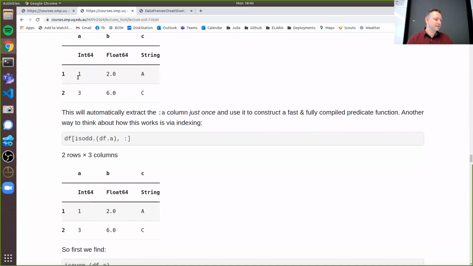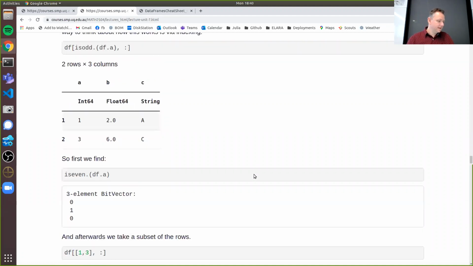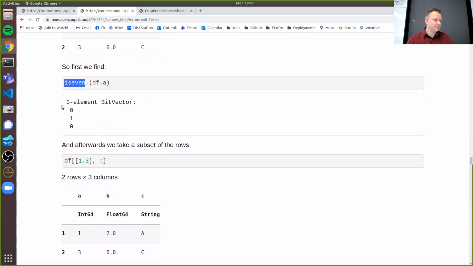You can think about filter in terms of indexing. In Julia and Python and R, I think you can index with trues and falses to keep certain elements in an array. So if you call isodd on each of df.a, you'll get true, false, true. And then you can index with true, false, true and all the columns, and you only get rows 1 and 3. Sorry, that should be isodd there. So that's a two-step process: we find the predicate for that column, and then we index with the corresponding values.